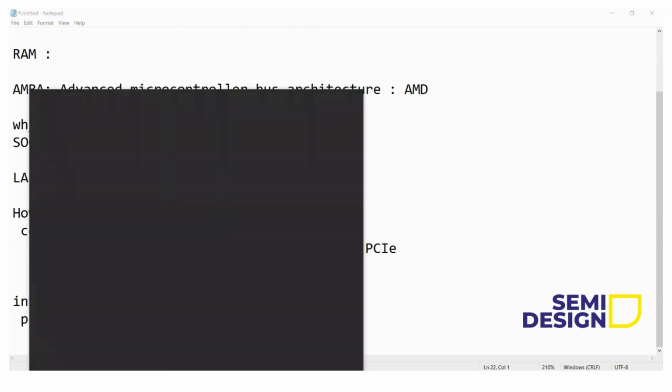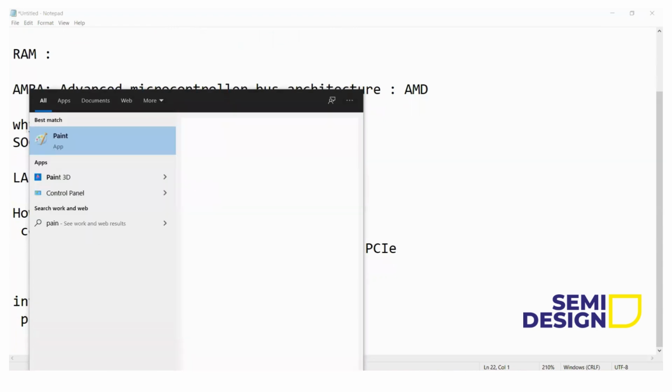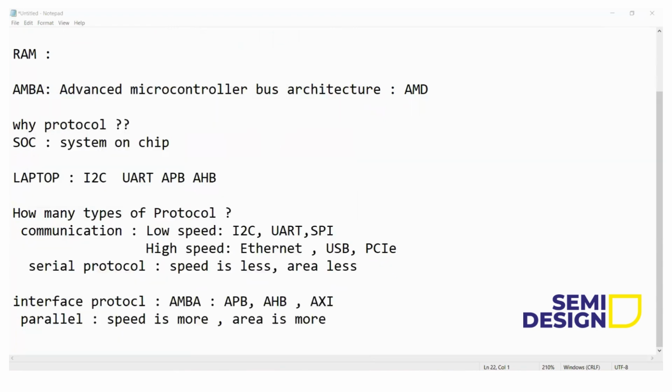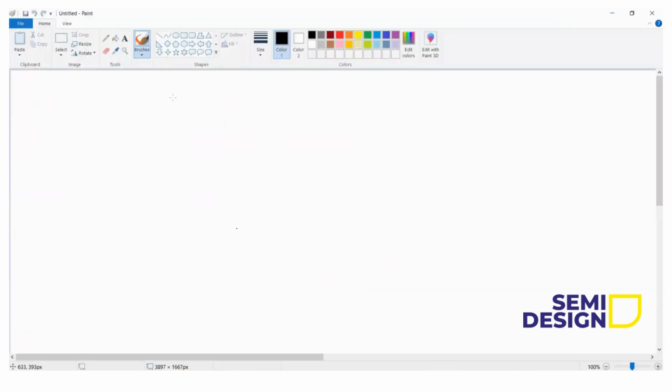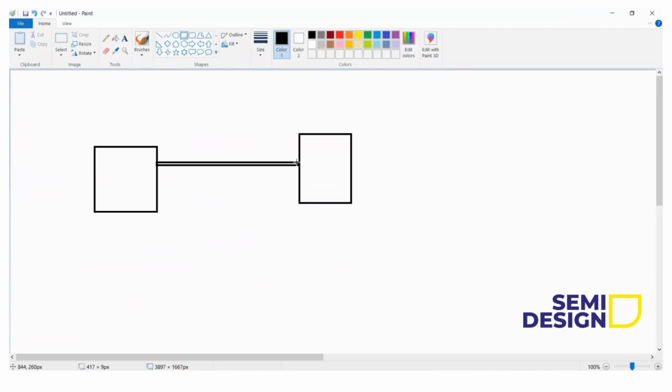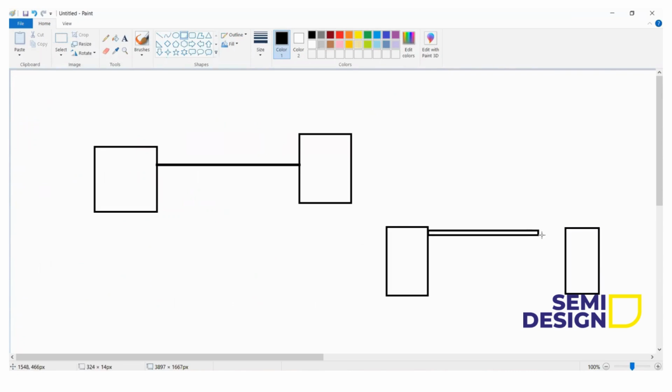What is this serial and parallel? Area, in the sense, I'm talking about bus requirement. So this is one protocol. If I'm going to transfer data from here to here, I'll need only one bus if it is a serial data transfer. But if it is a parallel data transfer, then I'll need more buses. Like if I want to transfer 32 bits of data, then I have to add 32 buses here.